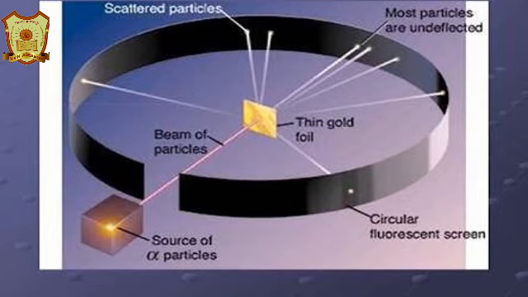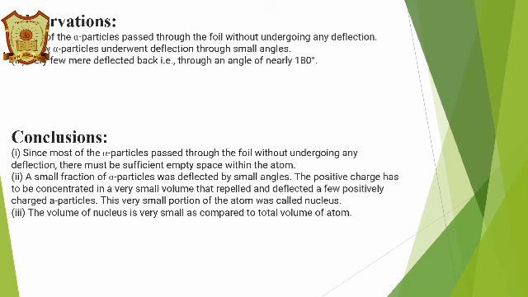So what are the observations made? These are the observations: some of the alpha particles passed without any deflection. Some alpha particles deflected, but through a small angle, and very few particles were deflected at an angle of almost 180 degrees.